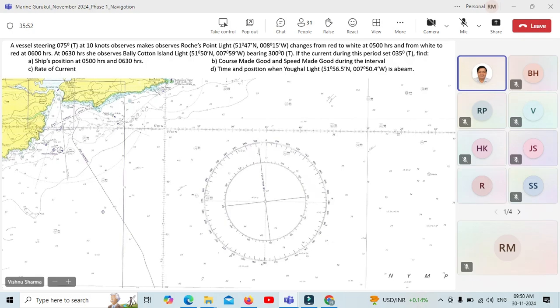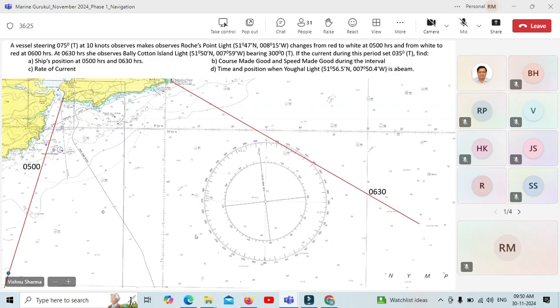Now, the first PL at 5 o'clock is this one. It is changing from red to white. Okay. Second PL, I'm not drawing. The third PL is from Ballycotton Island. I have drawn that now, 6:30 p.m. Is that clear, beta? I have drawn the first and the third PL. Am I right? I'll move this here. Clear, beta?